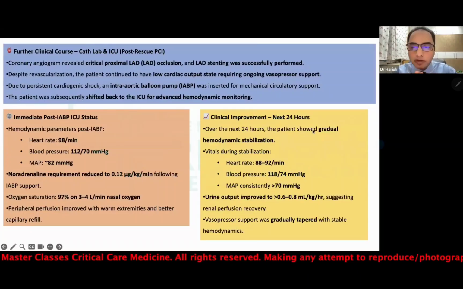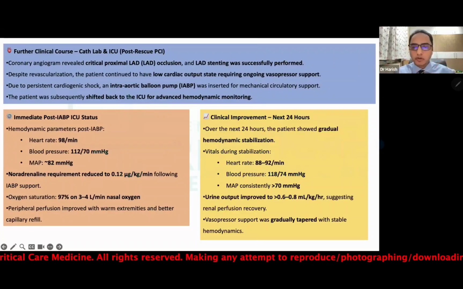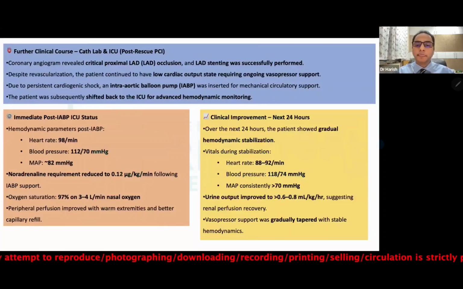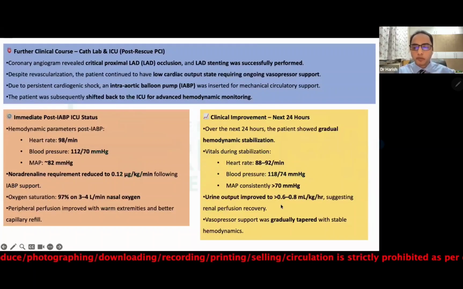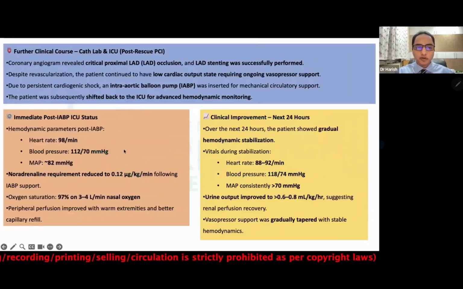In the next 24 hours, the patient showed gradual hemodynamic stabilization. Heart rate improved, blood pressure improved, MAP consistently more than 70, urine output more than 0.6 to 0.8. Vasopressor support was gradually tapered with stable hemodynamics.